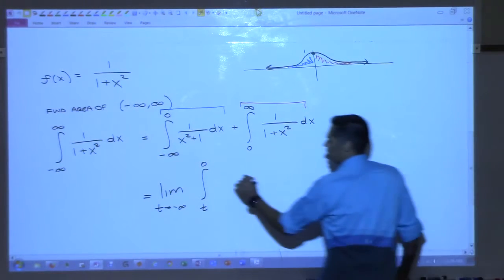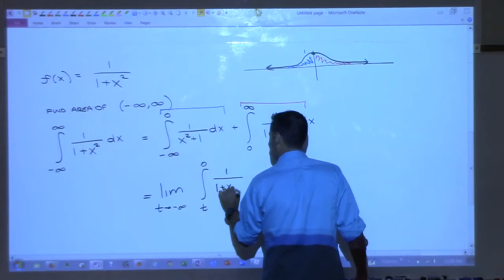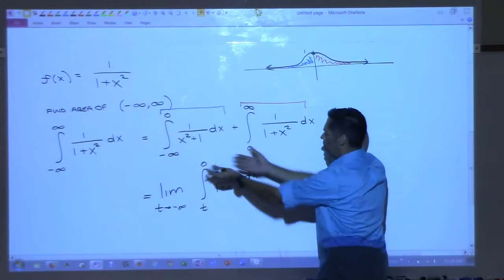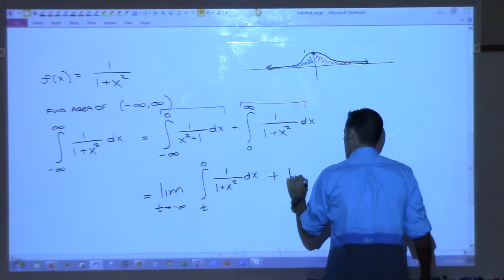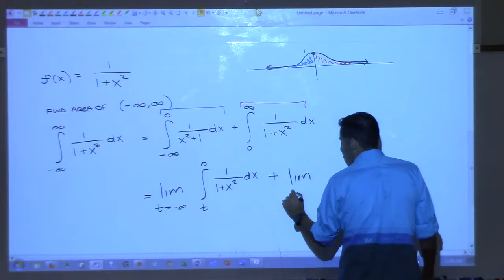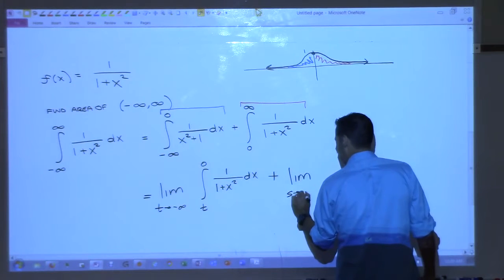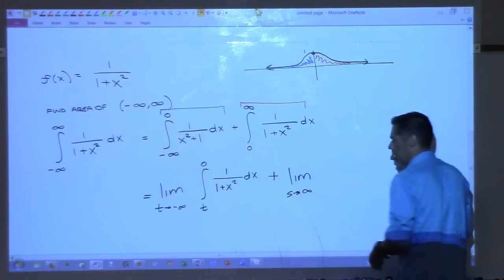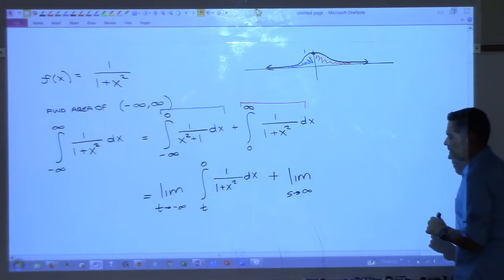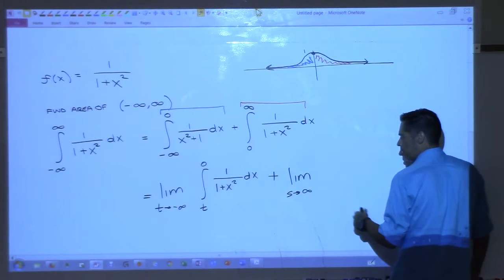Okay, and then in here, 1 over 1 plus x squared dx, right? That's the blue integral. And then I have plus, now another limit, right? And this time, I could use t again, but I'm just going to use a different letter, just because I don't want us to be mixing things up. So I'm going to use s maybe. S goes to infinity. You could use anything you want except for x or t. If that s looks too much like a 5, use r or something.